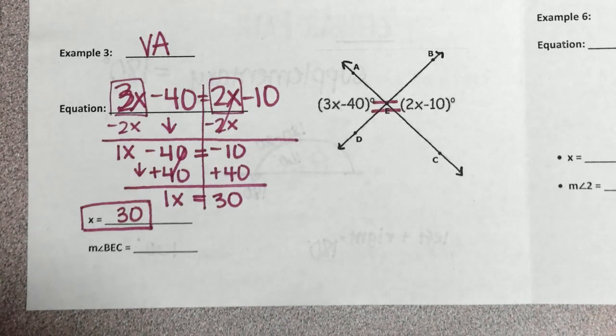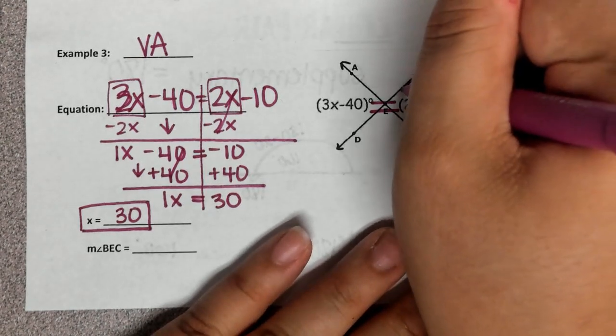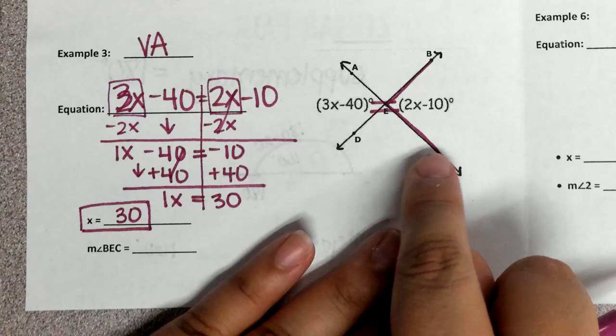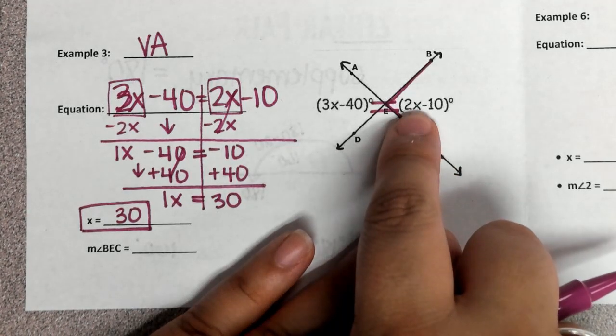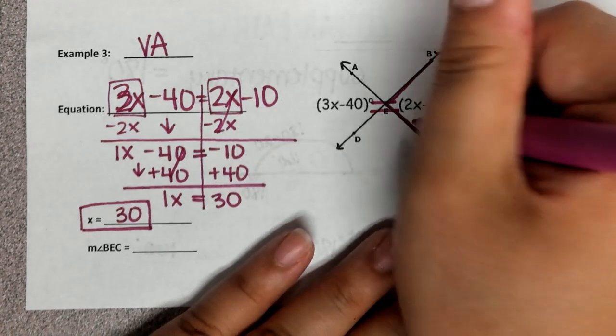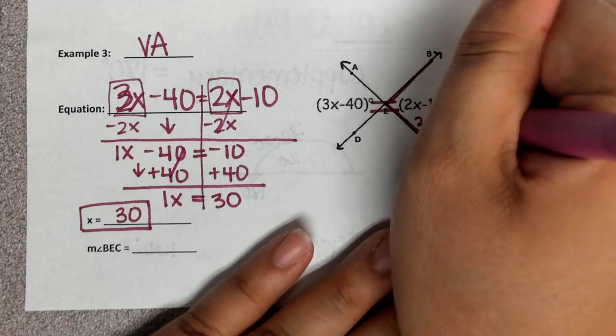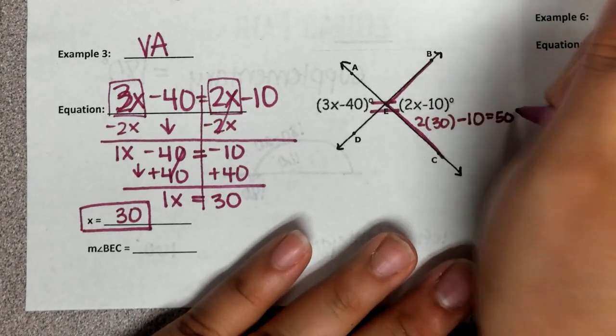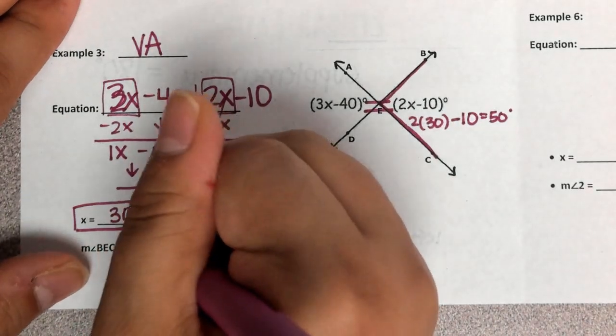All right, what does this question ask for? BEC. B to E to C is right here. So what I am going to do is plug in, what's 2 times 30? Minus 10. So that is 50 degrees.